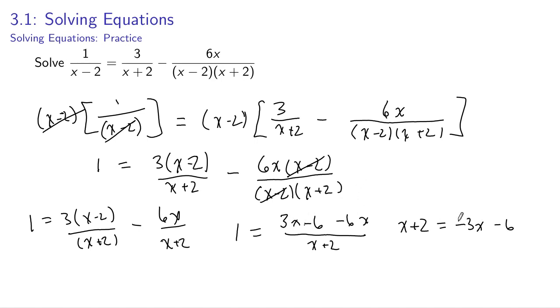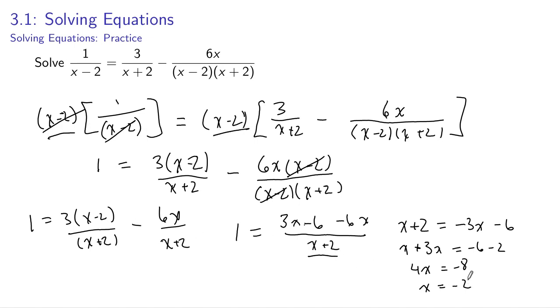Now, rearranging the equation, subtracting 2 and adding 3x, I'll get x plus 3x is minus 6 minus 2, which is 4x equals minus 8. And we have x equals minus 2. But we're not done. We did something that is not equivalent twice. We multiplied an equation by a number which might be 0: x minus 2 and x plus 2.